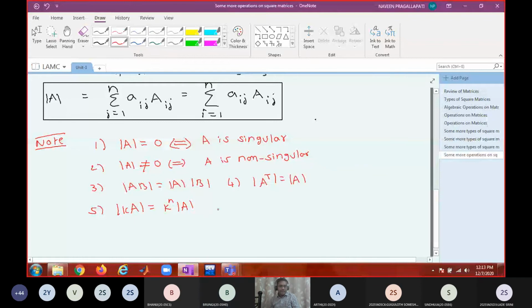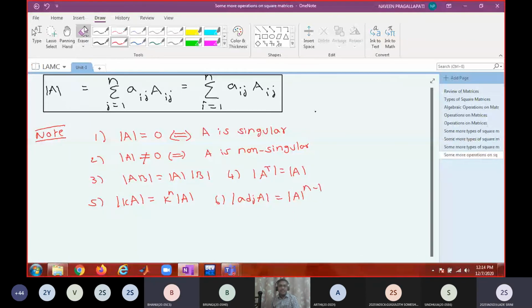What could be det of adjoint A? Det A power n minus 1. What is adjoint A actually? How do you define adjoint A now? It is the transpose of the cofactor matrix. Nothing but the transpose of the cofactor matrix.